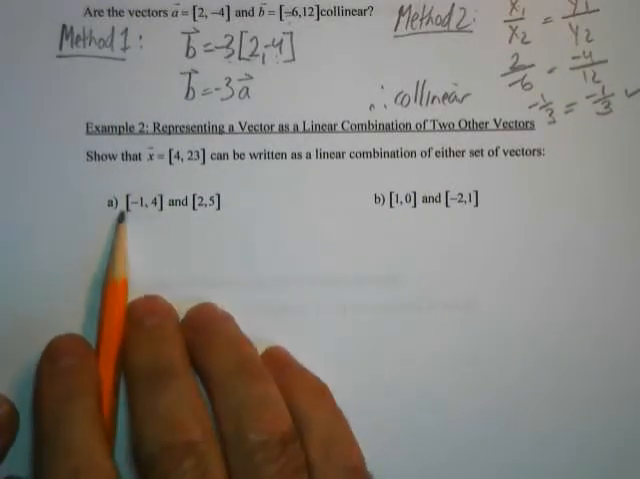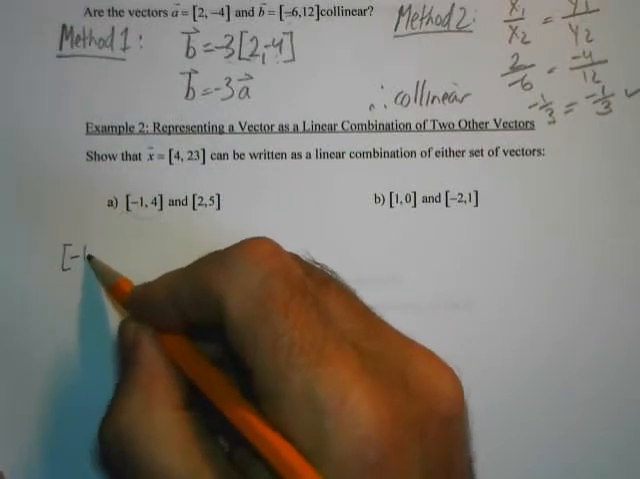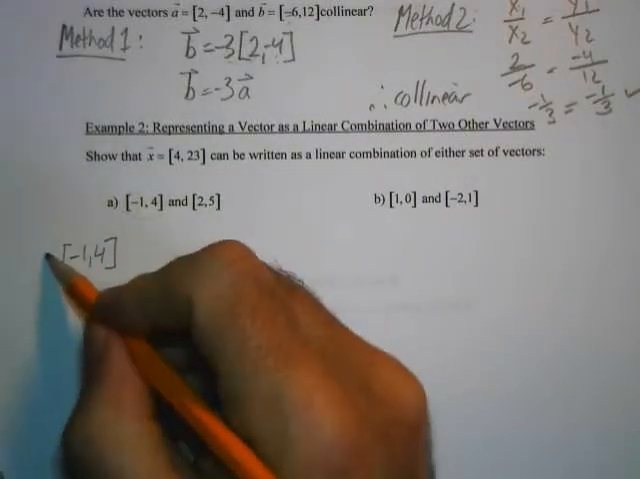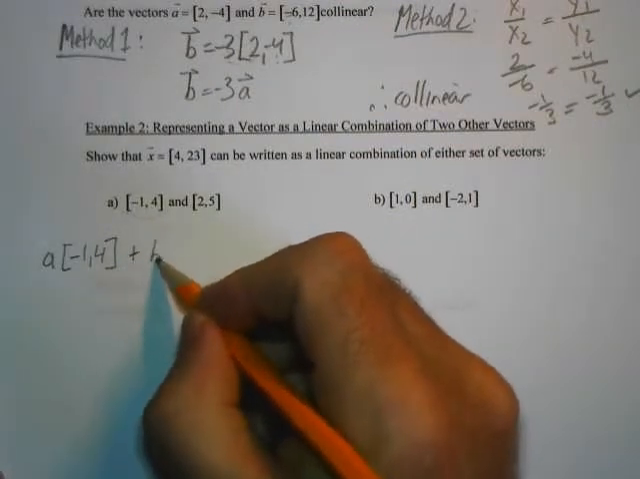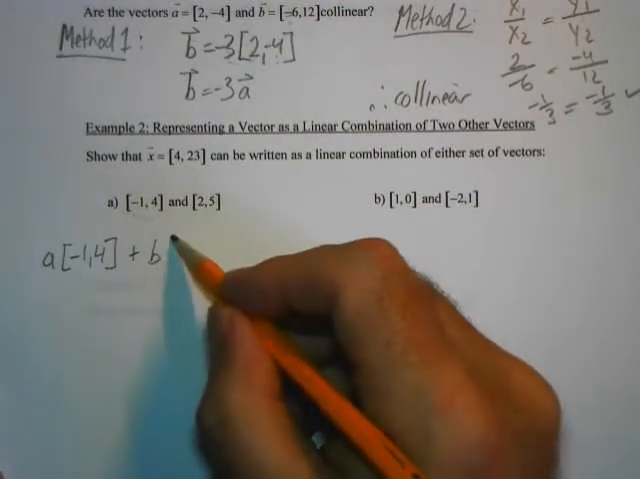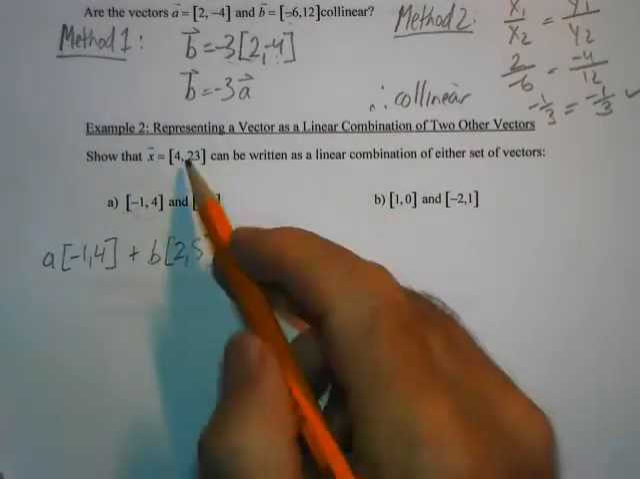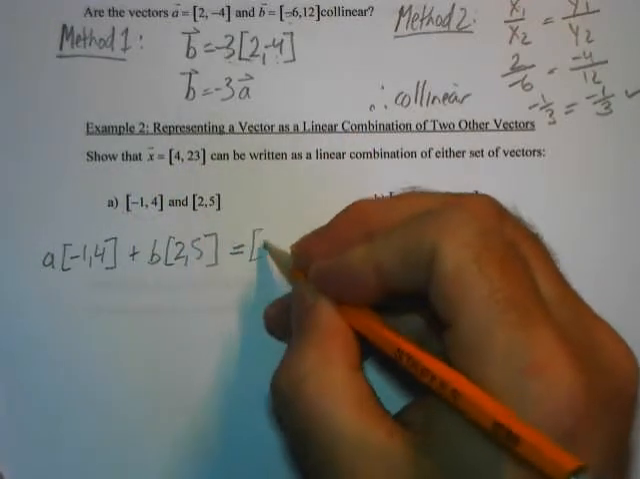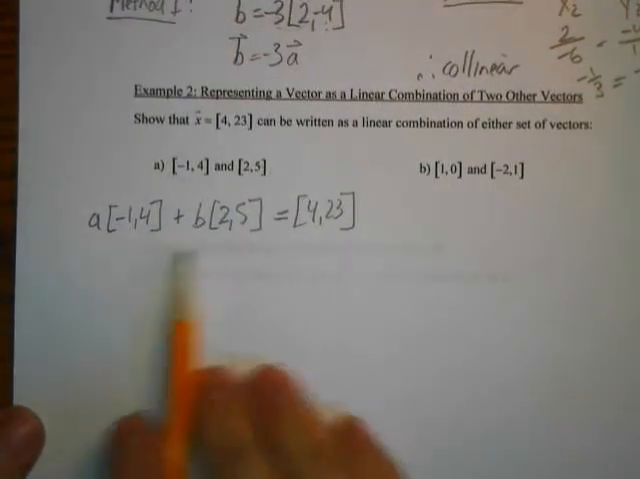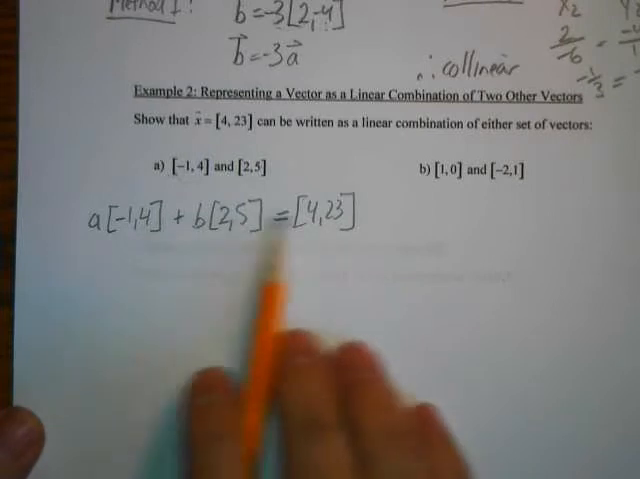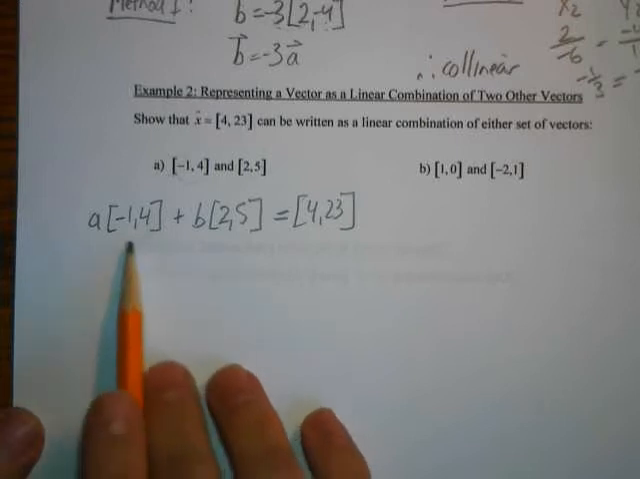So for example, the first vector, -1, 4, if there's some scalar a that I multiply that by, and then add that to a second scalar multiplying the vector with components 2, 5, I want to be able to create the new vector x, which is components 4, 23. Okay, and you can see I'm actually going to create two equations out of this, just by an equation for the x components and an equation for the y components.